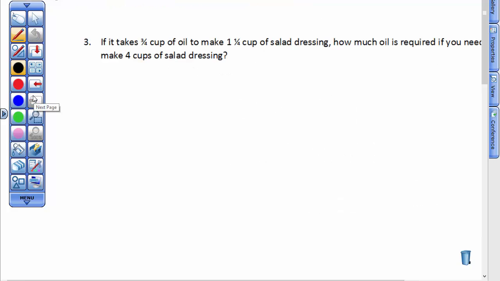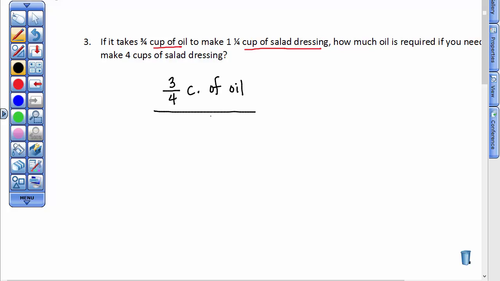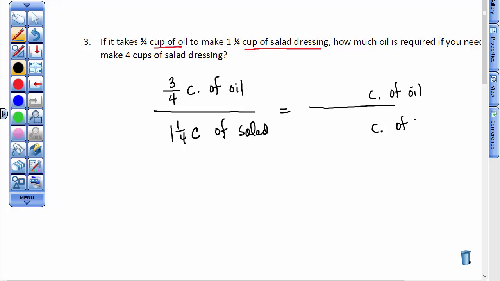All right, let's do another application. This is a cooking application. So 3/4 cups of oil, I'm going to use red here, cups of oil to make 1 1/4 cup of salad dressing. That's my ratio. 3/4 cups of oil. I put all the words down to keep myself straight, to make 1 1/4 cup of salad dressing. The reason I do that is because over here on the right side of the proportion, I have to have something that represents cups of oil here in the numerator, because cups of oil was in the numerator over here. And down here, cup of salad dressing.